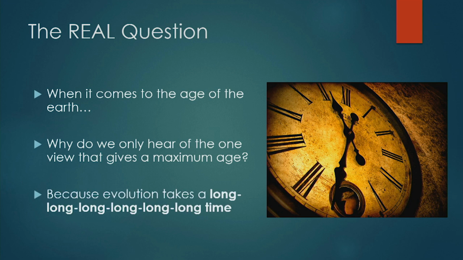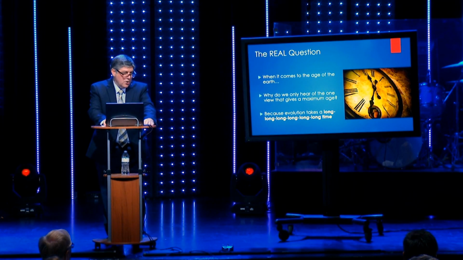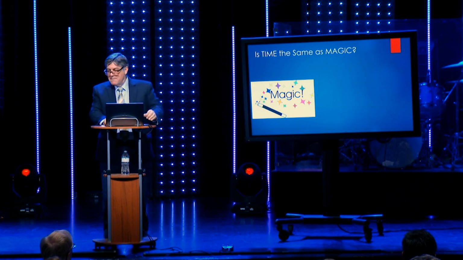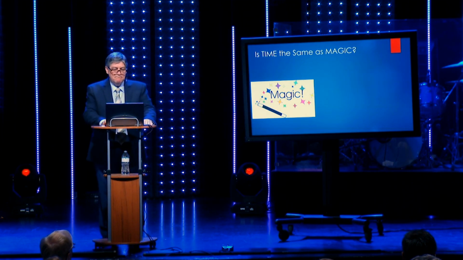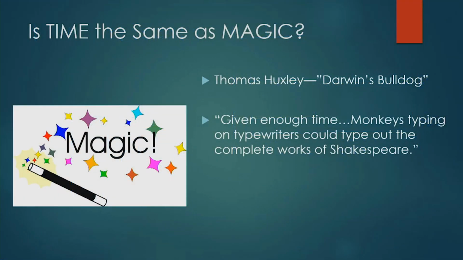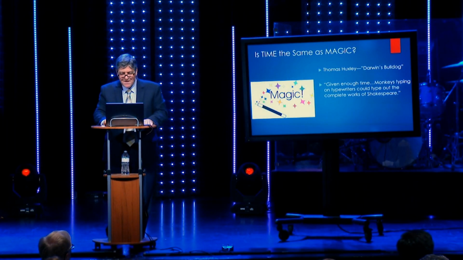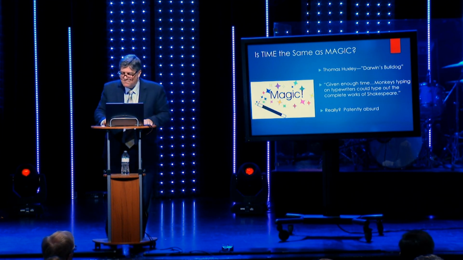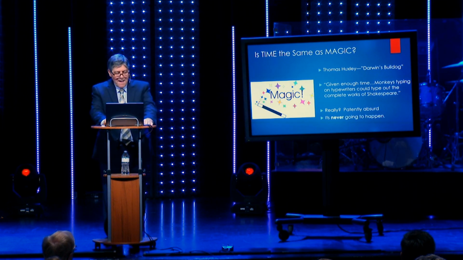I'll tell you why. Because evolution takes a long, and did I mention long? Long time. So in other words, time appears to be the same as magic. Because here's a quote from Thomas Huxley. He was known as Darwin's bulldog. He said this: given enough time, monkeys typing on typewriters could type out the complete works of Shakespeare. Really? With plot, characters, theme, and dialogue? It's obviously, it's patently absurd. Add 1 trillion years and millions of monkeys, and it's never going to happen.